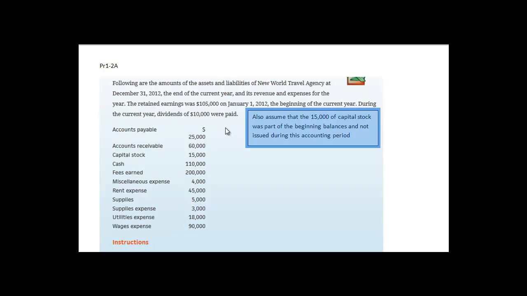And notice here one little thing I just added in here. We're going to assume this $15,000 of capital stock. Let's just assume, to make this a little more simple, that that was part of the beginning balances as well. That they didn't issue that stock necessarily this period, but that it just already existed. Okay, it was from a previous period, just the same way we already had $105,000 of retained earnings. Okay, now let's take a look at how we would work this.